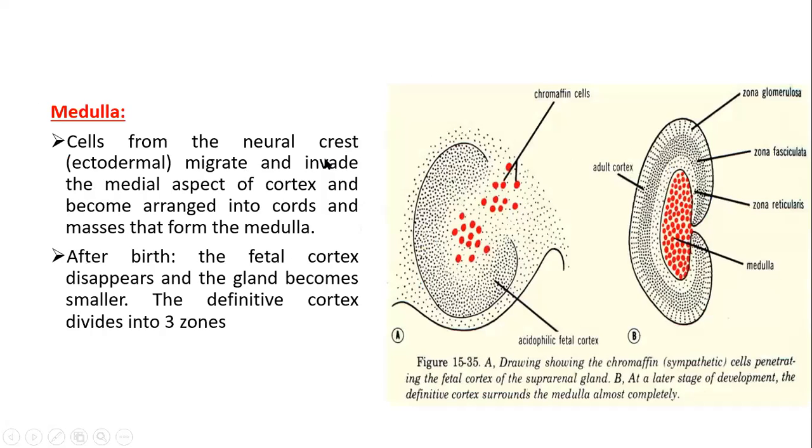Okay, now coming to the medulla, how the medulla is formed. The cells from the neural crest, that is the ectodermal, migrate and invade the medial aspect of the cortex and become arranged into cords and masses that form the medulla. If you see here, the neural crest cells, which are also called the chromaffin cells, they are migrating here.